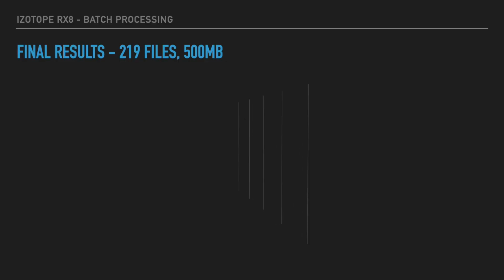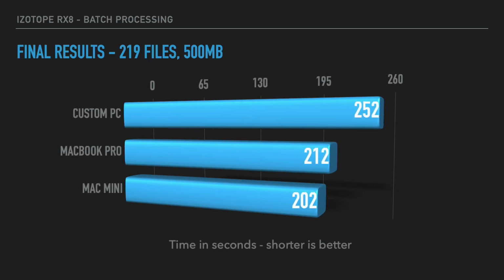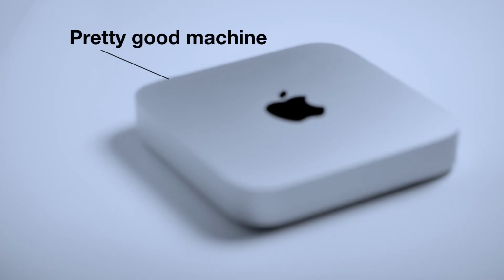In the end though, the Mac Mini wiped the floor with both of them, finishing in just 3 minutes and 22 seconds. The MacBook Pro wasn't too far behind, and finally the PC surprised me by coming in over 4 minutes. All in all, the Mac Mini is a pretty good machine.